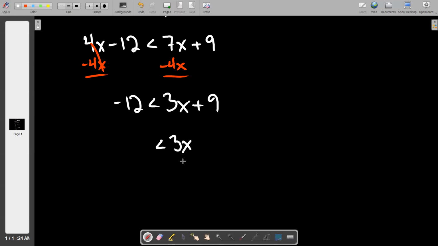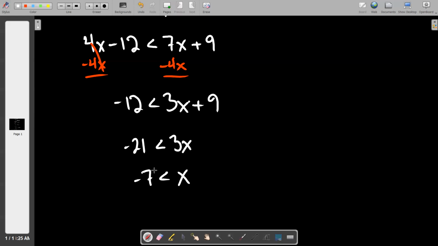Minus, subtract, whatever you want to call it. Take away 9 from both sides and you get negative 21. And now what are we going to divide by? I am not going to switch the sign mathematically because I divided by a positive 3.